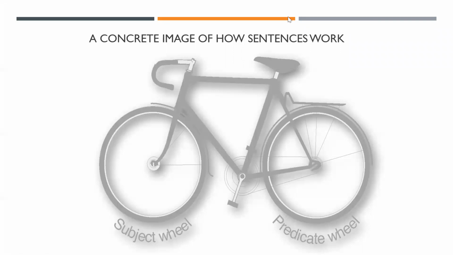So the first one is you have the subject, wheel, and then the next one is the predicate, wheels. It means that a sentence must consist of a subject and a predicate. Why? Because you cannot ride this bicycle using only one wheel. You also need the second wheel to be balanced, right? So this is a concrete image of how sentences work. It means that a sentence must consist of a subject and a predicate.